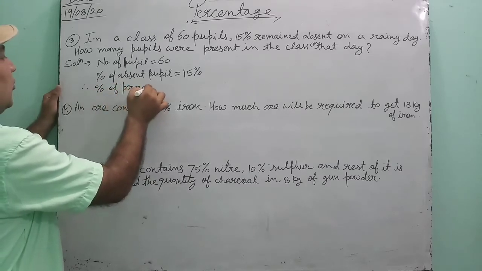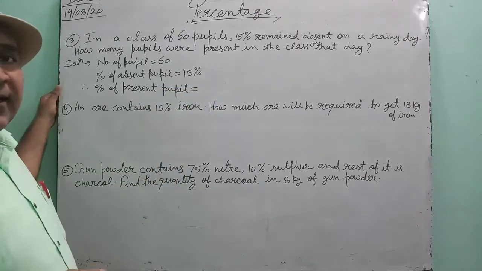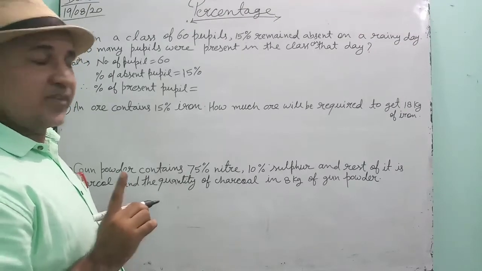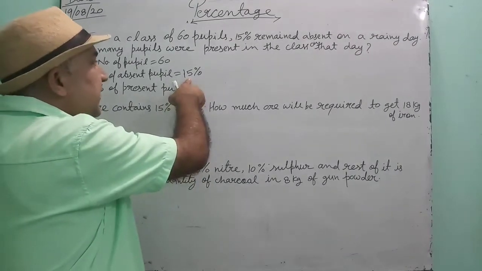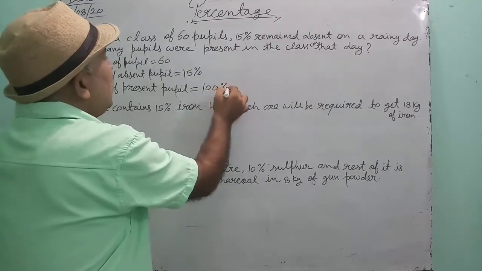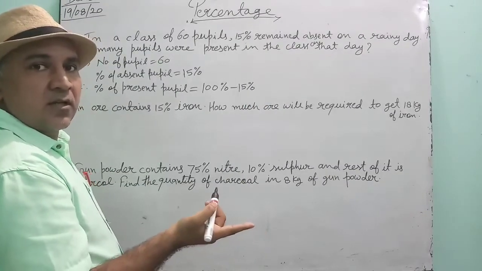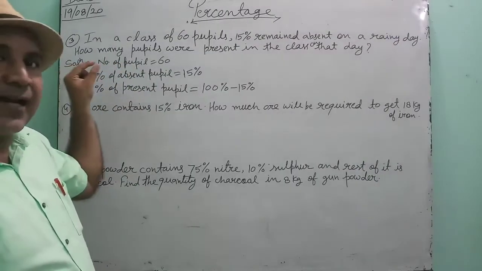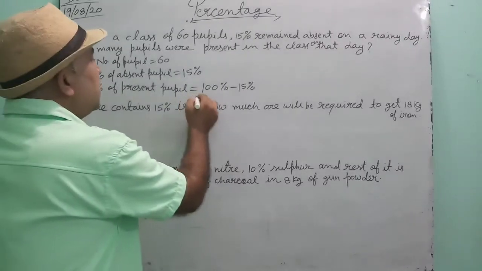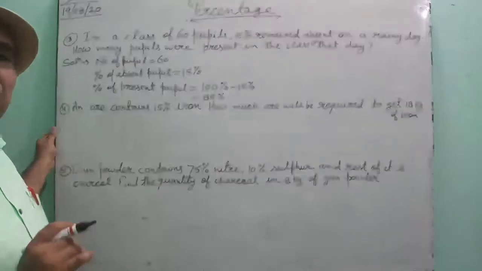Can you find it? We know that the maximum percentage is always 100. That means out of 100%, 15% are absent. So 100% minus 15% will be present. Since 15% of students are absent, 100 minus 15% will be present. That means 85% of people are present.